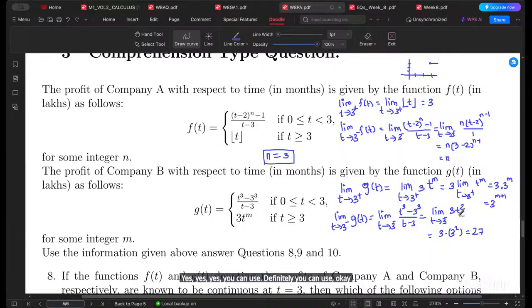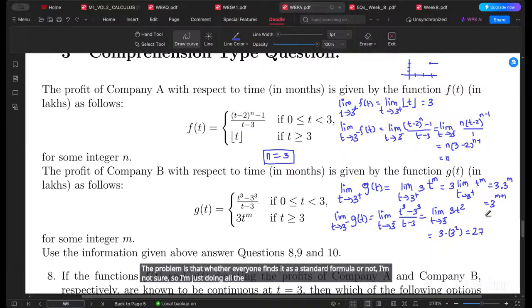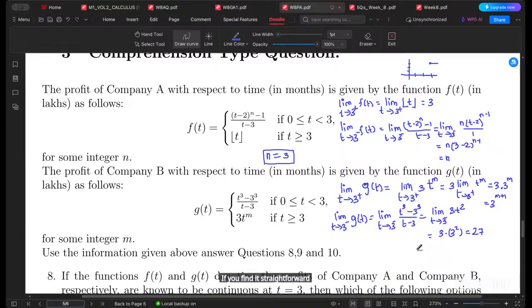Okay, so if you know that standard formula, the problem is whether everyone finds it a standard formula or not, I am not sure. So I'm just doing all the steps here. Okay, if you find it straightforward, yeah, you can do that.